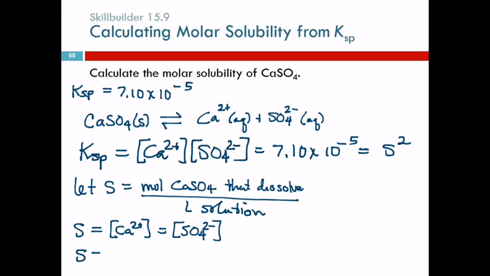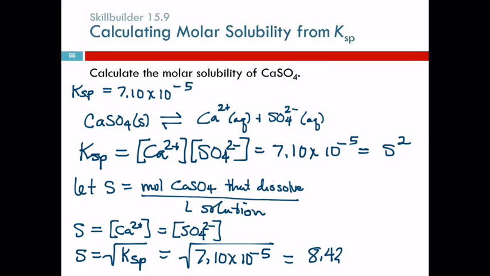So S equals the square root of the KSP. So that's the square root of 7.10 times 10 to the minus 5. 7.10 EE minus 5. 8.43 times 10 to the minus 3. I know that's an ugly 3. I don't care. Any questions?